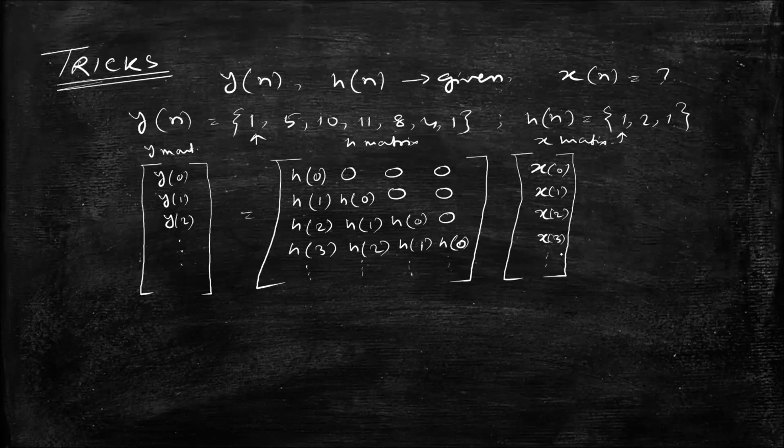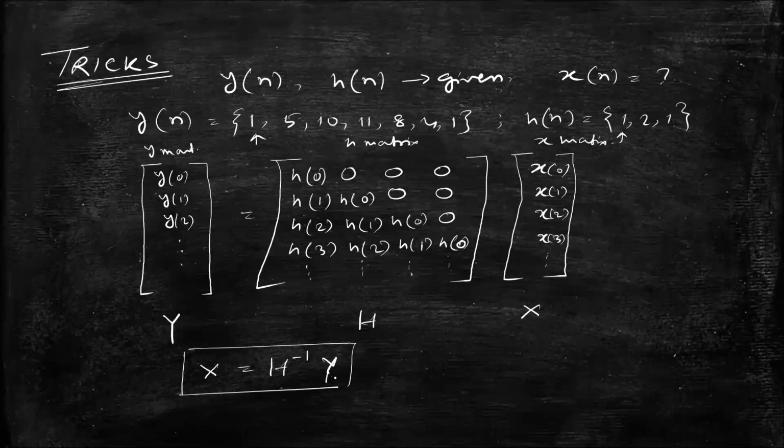So in this case you have to solve. This is the Y matrix, this is the H matrix, this is the X matrix. So X equal to H inverse Y. By using the matrix method, you will find out the deconvolution of the signal. Actually, the formula you use is taken from this matrix method. Now try to solve.